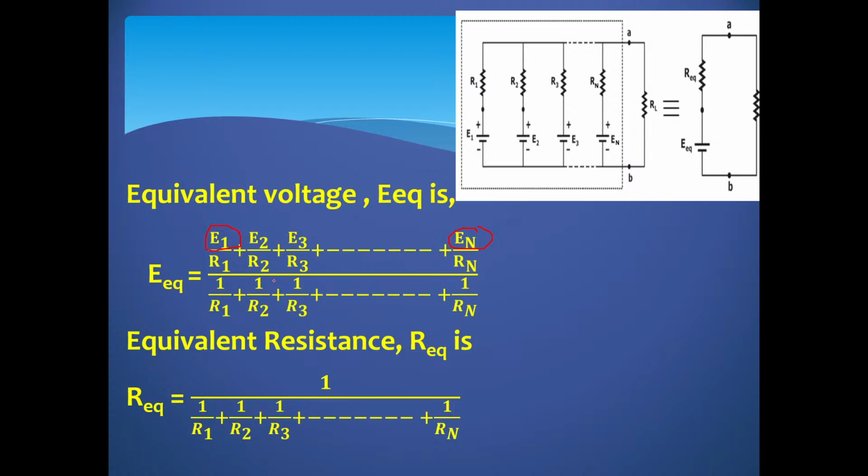So I am just writing the current equations here. Current in each branch: E1 by R1 is the current in branch 1, E2 by R2 is the current in branch 2, E3 by R3 is the current in branch 3, up to the current in the last branch.